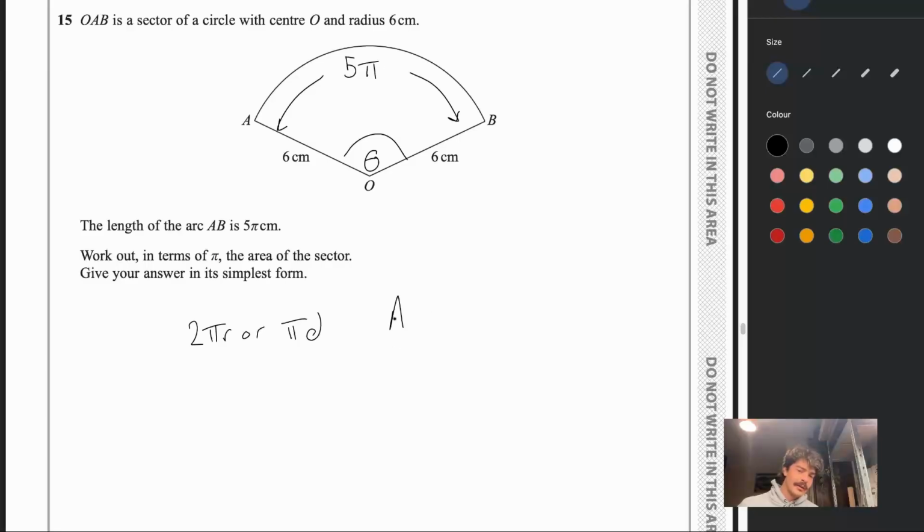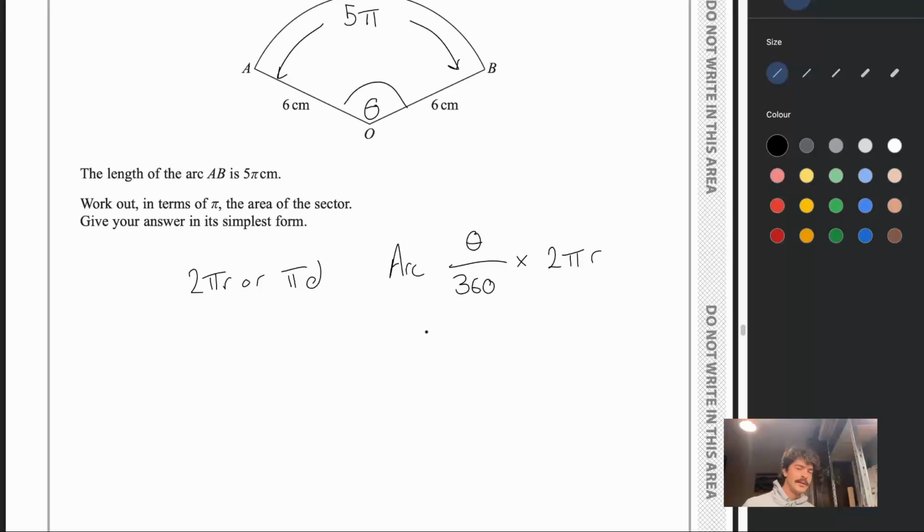So our arc length formula is theta, or sometimes people use x, over 360. Think of that as the amount of angles I want out of the total rotation, just multiplied by your 2 pi r or pi d. We'll use 2 pi r in this case because we've got radii in our question. Excellent. So for us, we can now do a bit of maths, a bit of rearranging to figure out what our angle would have been. So theta over 360 times by 2 pi r, our radius is 6, 6 is equal to 5 pi.